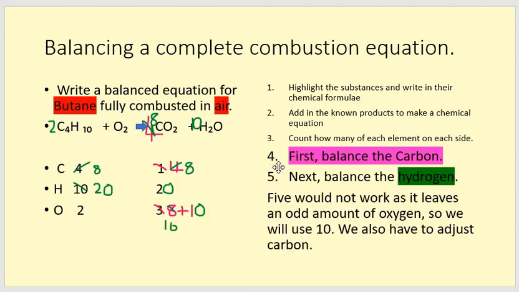Next step, you balance the hydrogens. So first it's C, then it's H. Now, we could just do 5 times 2 to make it 10. But if you did that, you'd end up with an odd number of oxygen. And that won't work because oxygen is always in an even numbered molecule. So that's why we're going to put 10 here. And then that will actually mean 10 times 1 is 10.